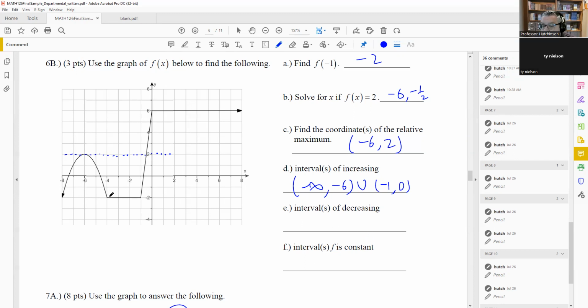Decreasing is where it's going down. We actually only have one spot here where it's decreasing, and that's going to be between -6 and -4.